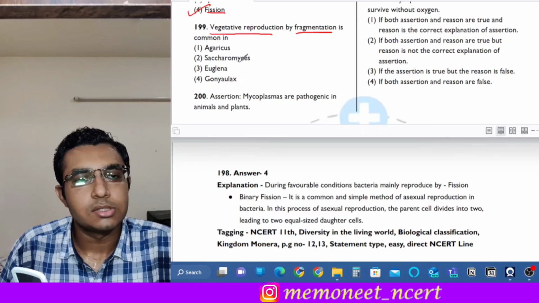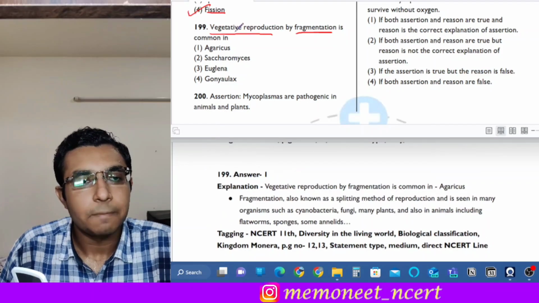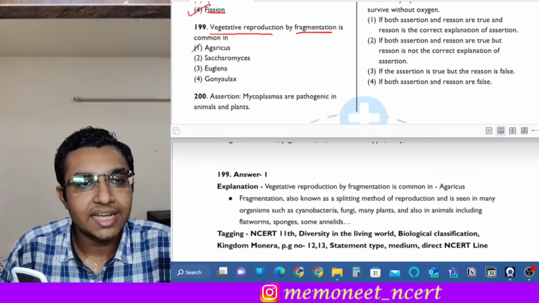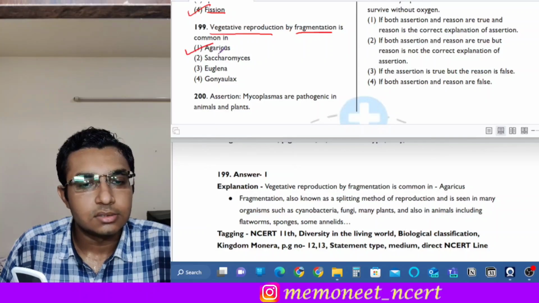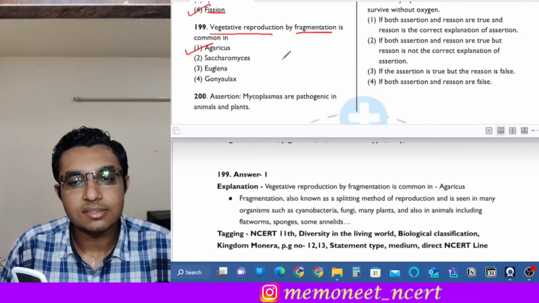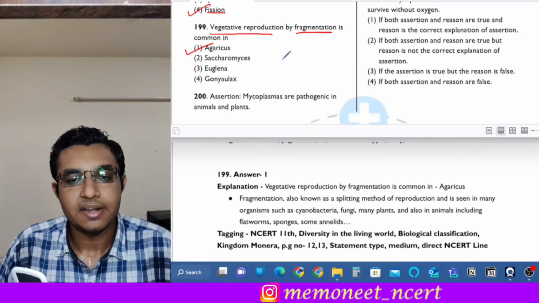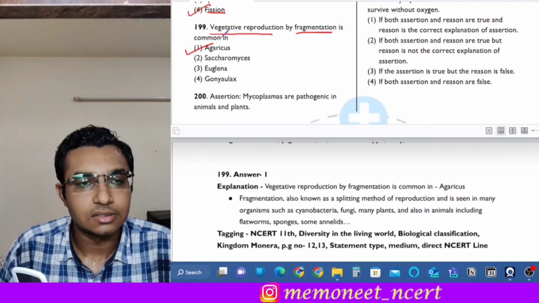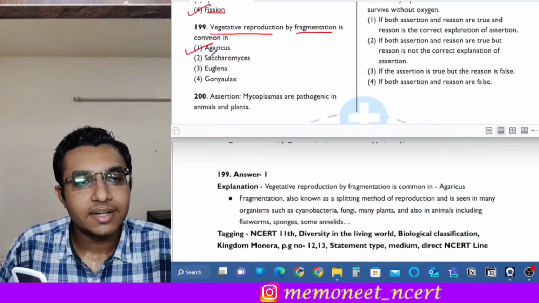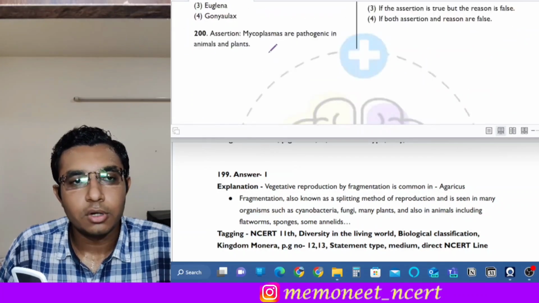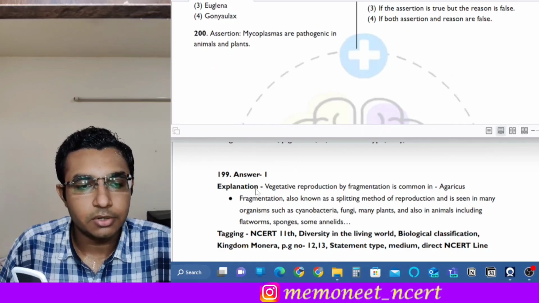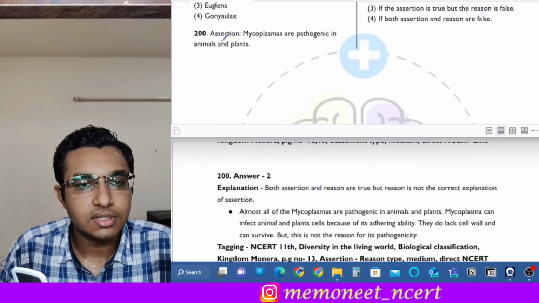So the vegetative reproduction by fragmentation is common in the Agaricus. Fragmentation means the splitting method, and it is common in Agaricus. Okay, moving on, so the correct answer will be option 1. Moving on to the last question, that is question number 200. So it is an assertion reason type of question.